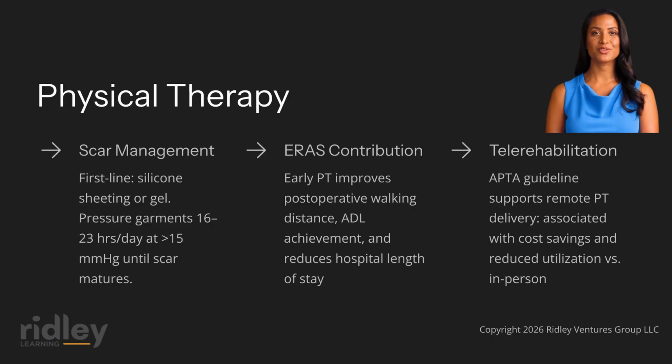Physical therapists play a central role in scar management following surgical wounds and burns, employing manual therapy, silicone-based products, and pressure garments. Systematic review evidence demonstrates moderate to strong effects of physical scar management on pain, pruritus, pigmentation, pliability, surface area, and thickness of scar tissue. International practical guidelines recommend silicone sheeting or gel as the first-line prophylactic and treatment option, with pressure garments worn at least 16 to 23 hours per day at pressures exceeding 15 millimeters of mercury until scar maturation.